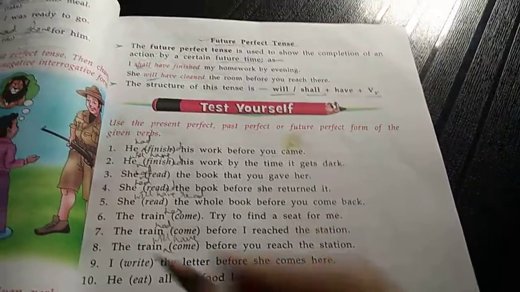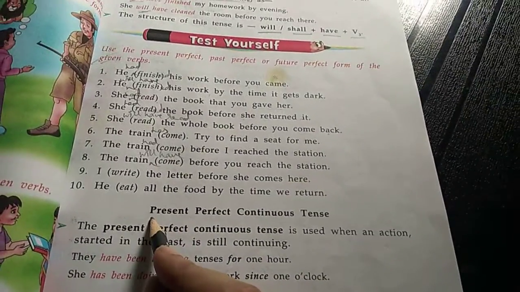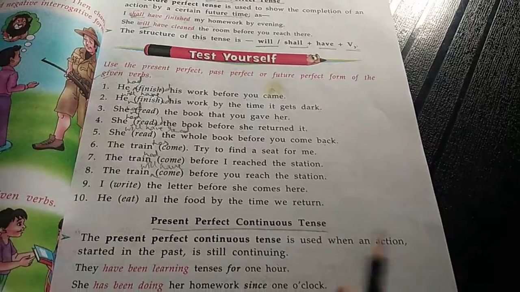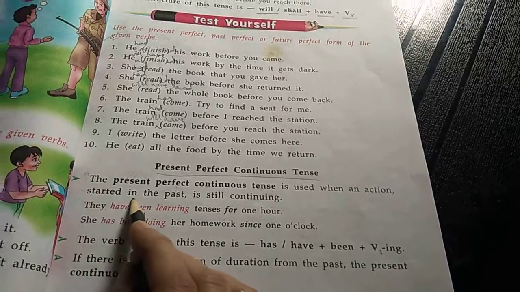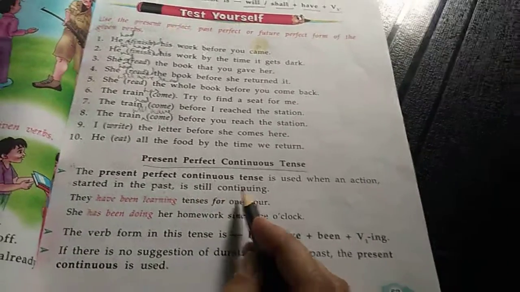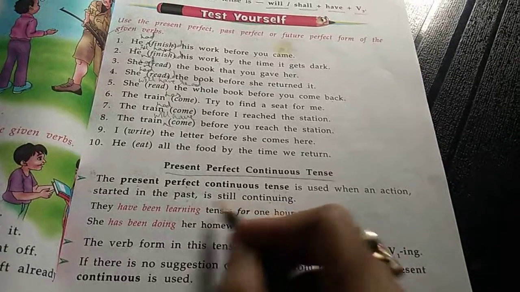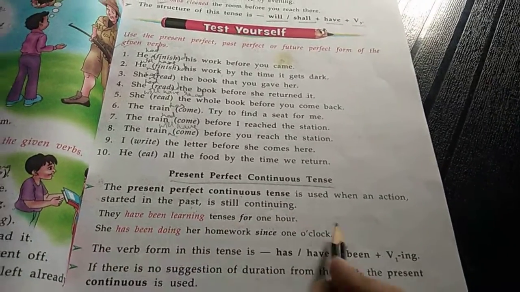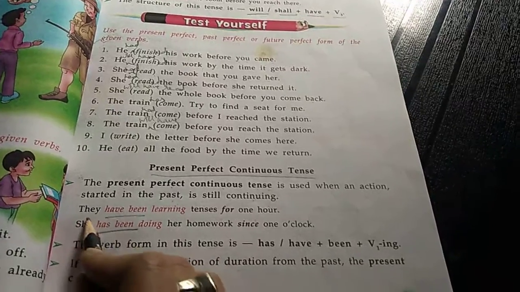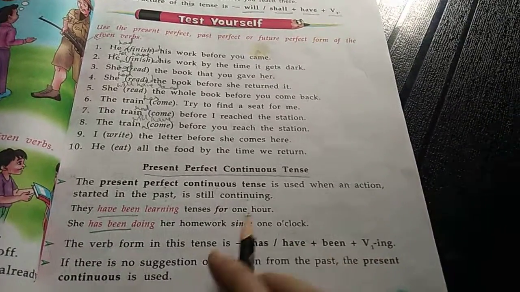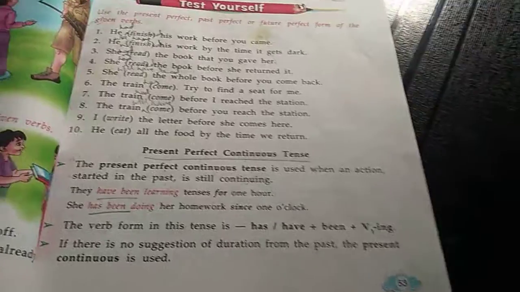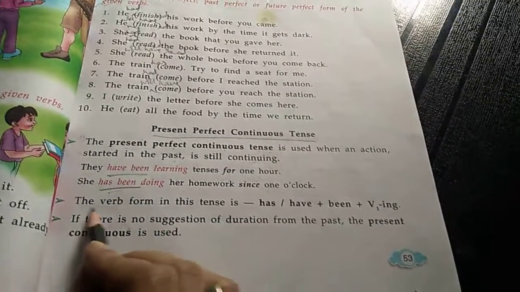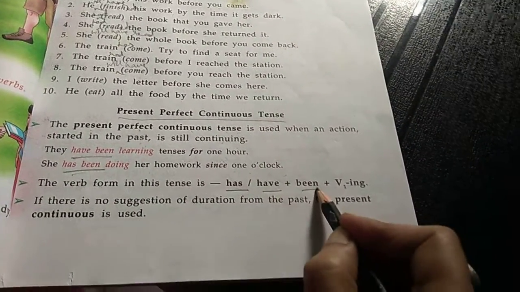Okay, so this one you just practice now. See, next comes present perfect continuous tense. Now the present perfect continuous tense is used when an action starts in the past and is still continuing. Okay, now the action has started in the past but it is still continuing, it is still going on. Now see, there will be have been, has been. They have been learning tense for 1 hour. She has been doing her homework since 1 o'clock. Okay, so there will be have been and has been with ing. So the verb in this tense is has, have, been and V1 plus ing.